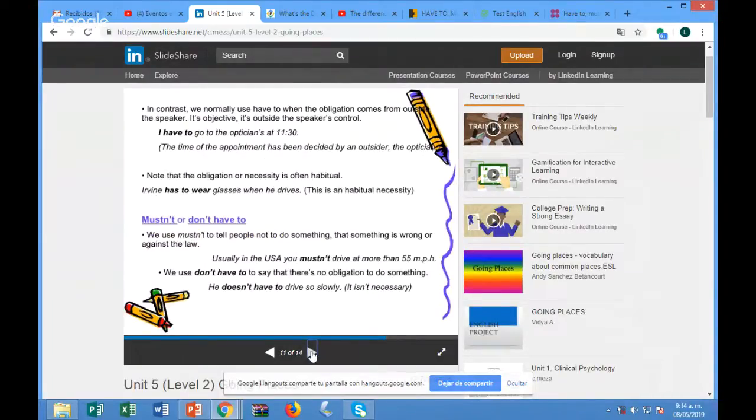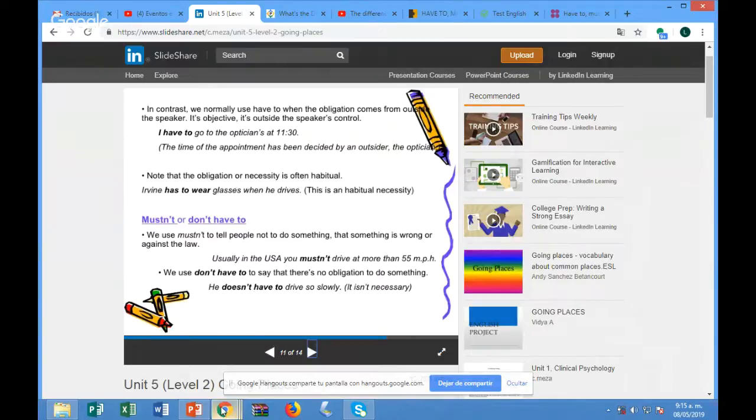In contrast, we normally use have to when the obligation comes from outside the speaker. It is outside the speaker's control. I have to go to the optician at 11:30. The time of the appointment has been decided by an outsider, the optician. Note that obligation or necessity is often habitual. Our brother has to wear glasses when he drives. This is a habitual necessity.